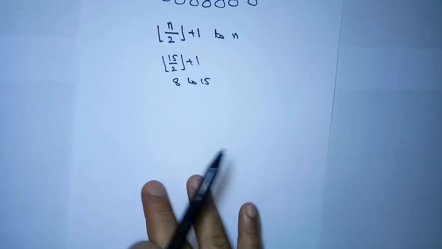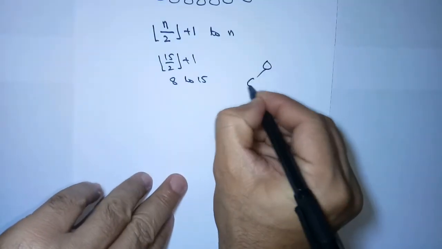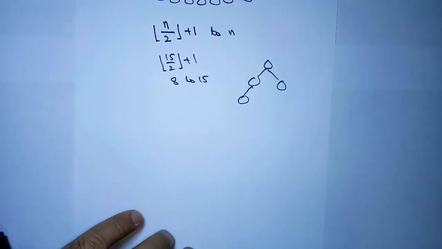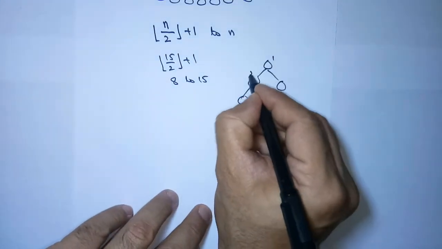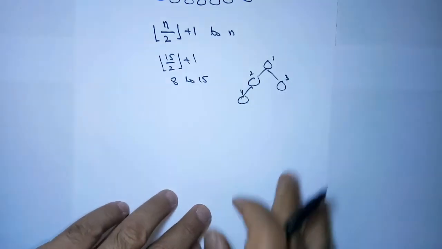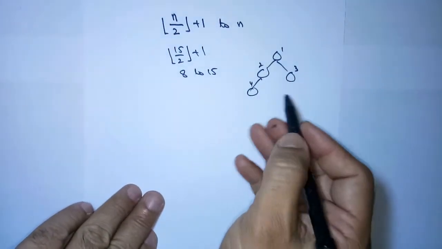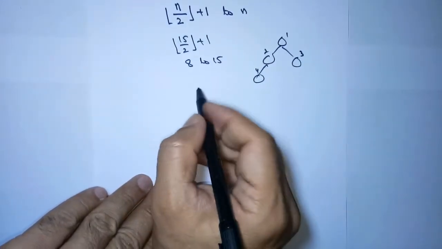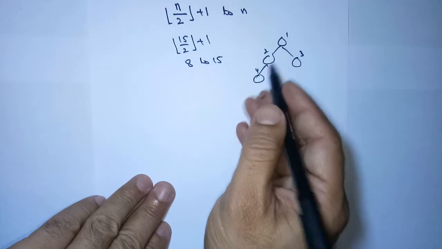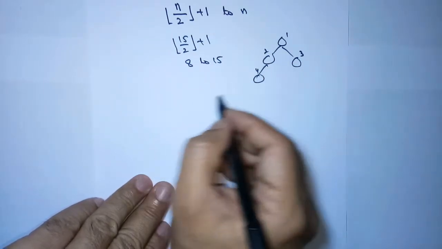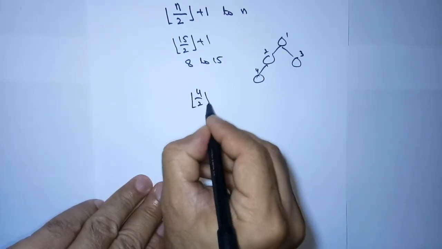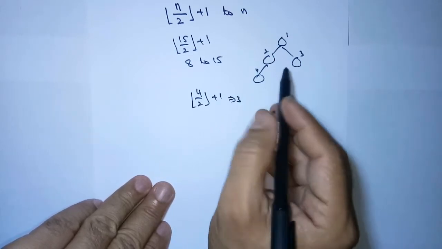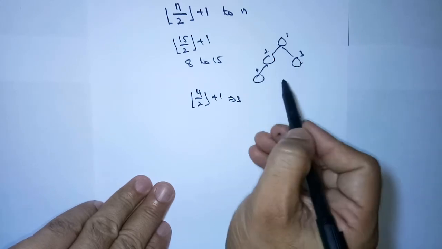So let's say for example, if I have a tree like this, this is also an almost complete binary tree, and the indices are like this. I'm interested to know from where the leaf nodes start. So how can I find the leaf nodes? Simply put into the formula: n by 2, that is 4 by 2 plus 1. So 4 by 2 is 2 plus 1, that is 3. So leaf nodes start from 3, 4; these are the leaf nodes.